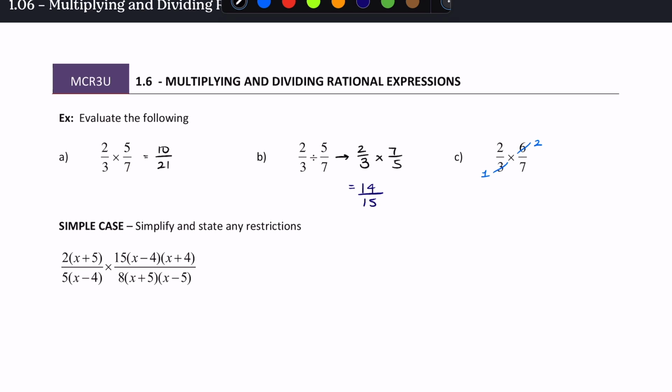So here we have 2 times 2, which will give us 4 over 1 times 7, which is 7. So our final answer is 4 over 7.